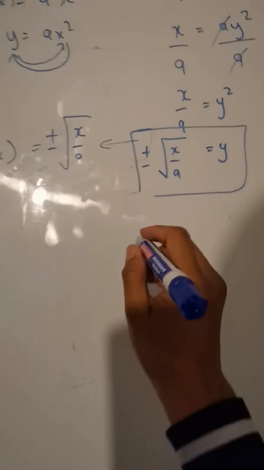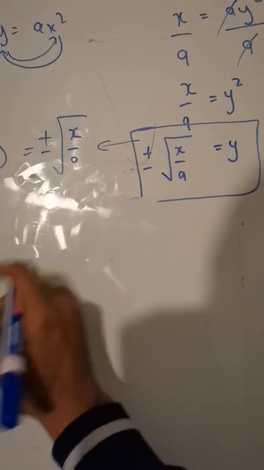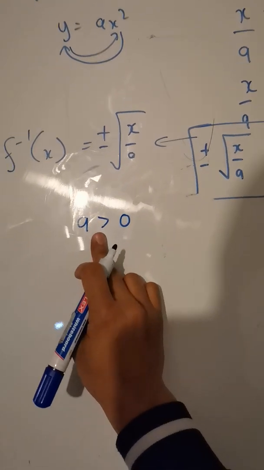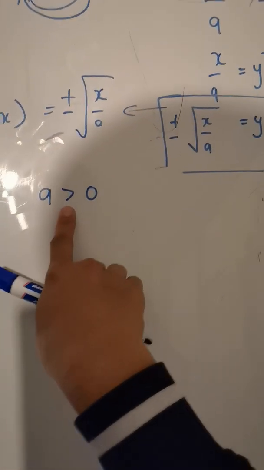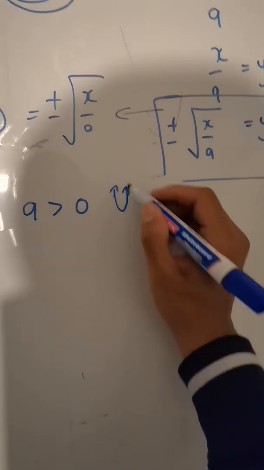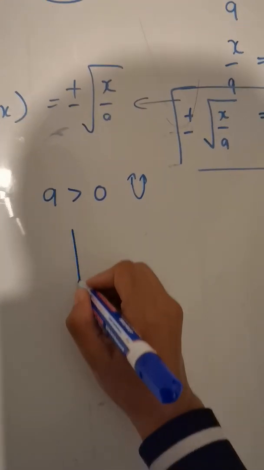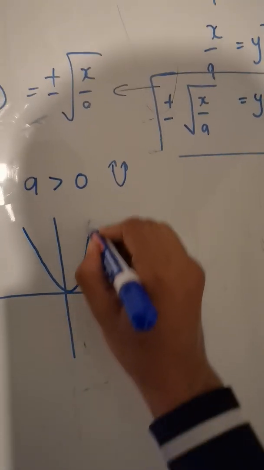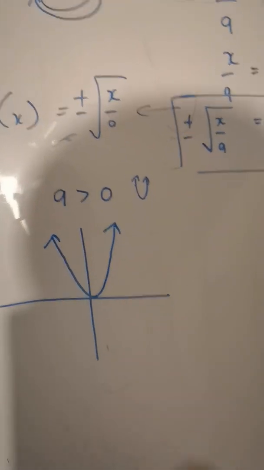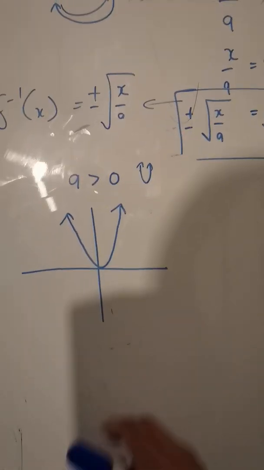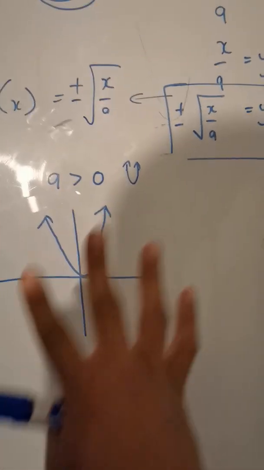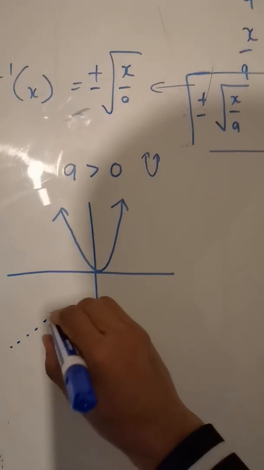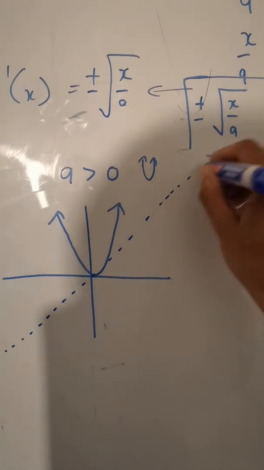So the first scenario we're going to do is, let's say a is more than 0. So if a is more than 0, we know that it's a happy graph. So this is our happy graph. Now let's say, what is the inverse of this graph if you draw it?